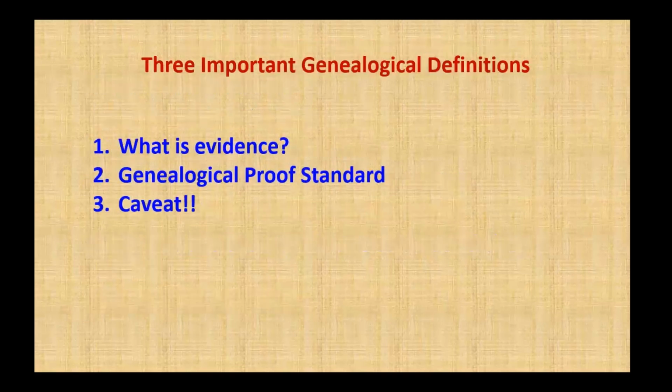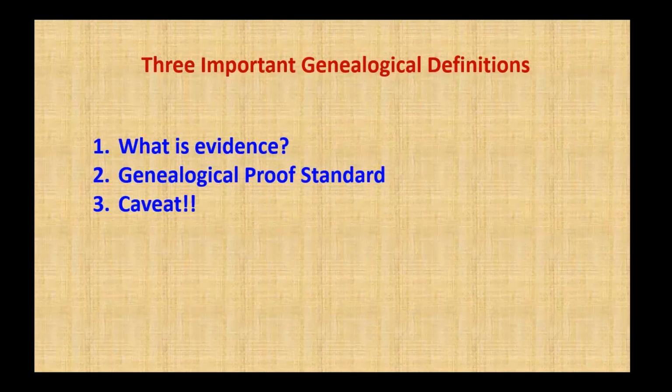There are 3 important genealogical definitions that you really need to be aware of. Evidence constitutes facts used to reach conclusions about genealogical data, relationships, or events that are found in your research sources. You also have the genealogical proof standard. These are suggested guidelines a genealogist should follow for their work to be considered credible, and it's generally composed of 5 elements. Number 1, a reasonably exhaustive research project has been conducted.